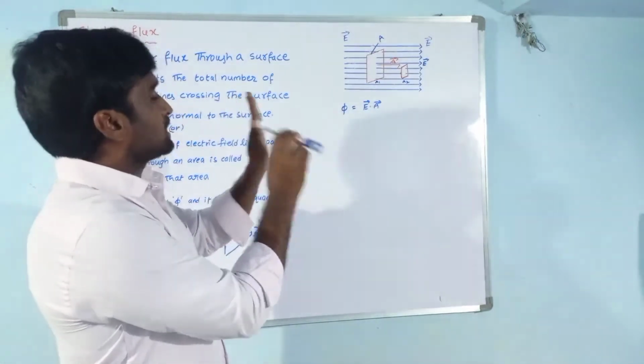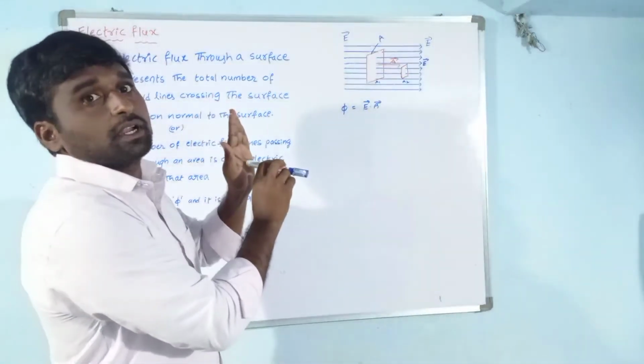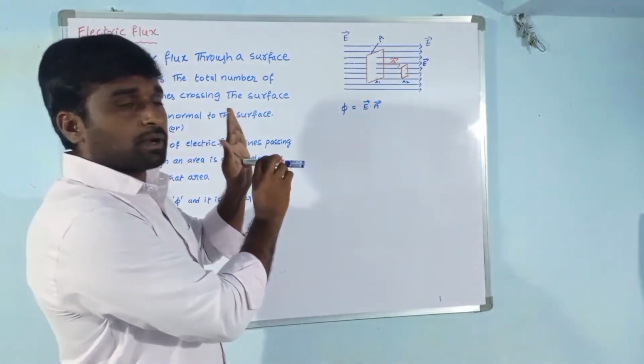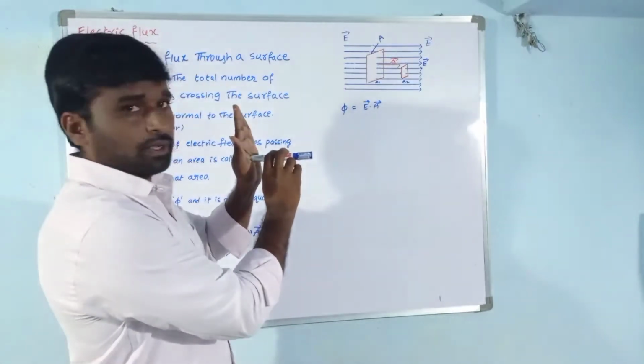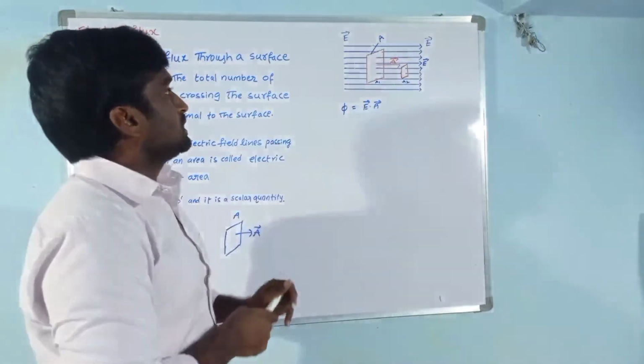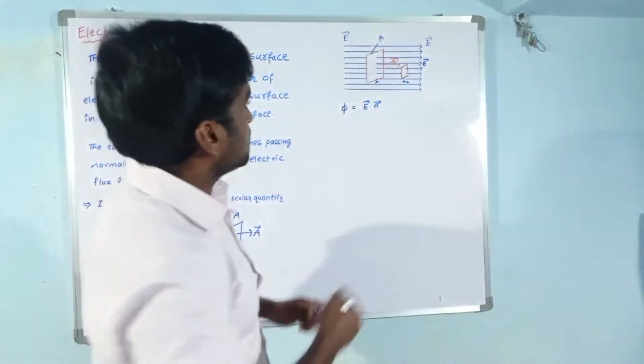It may be in this direction, it may be in this direction. What is the direction of the area vector? The direction is perpendicular outwards. It may be in this direction or in this direction. See here, this is a plane surface. So what is the area vector? This is the area vector.